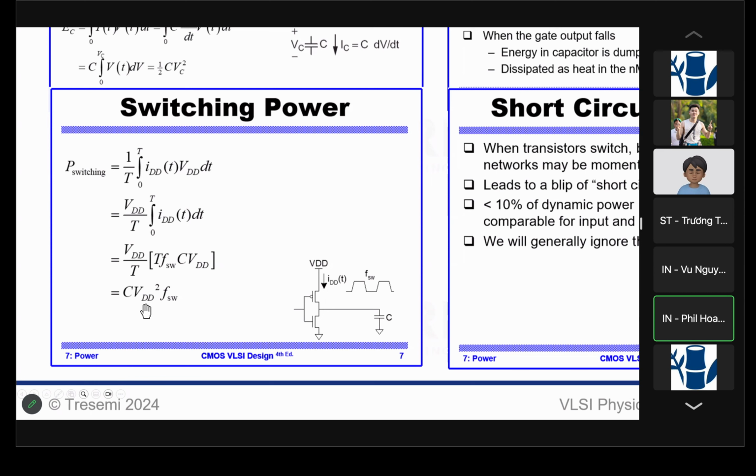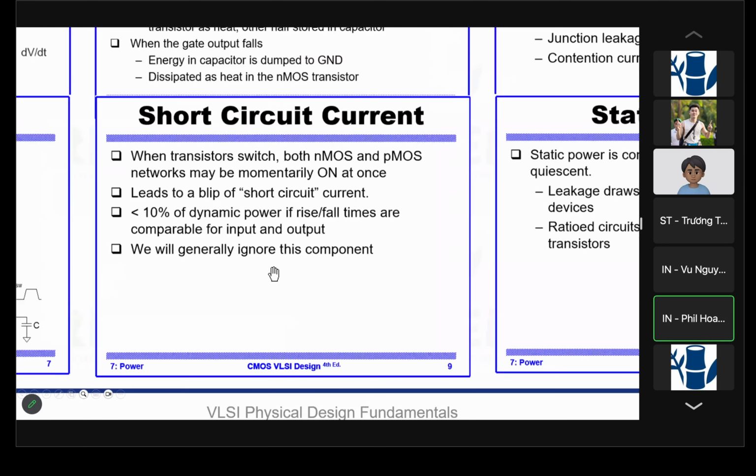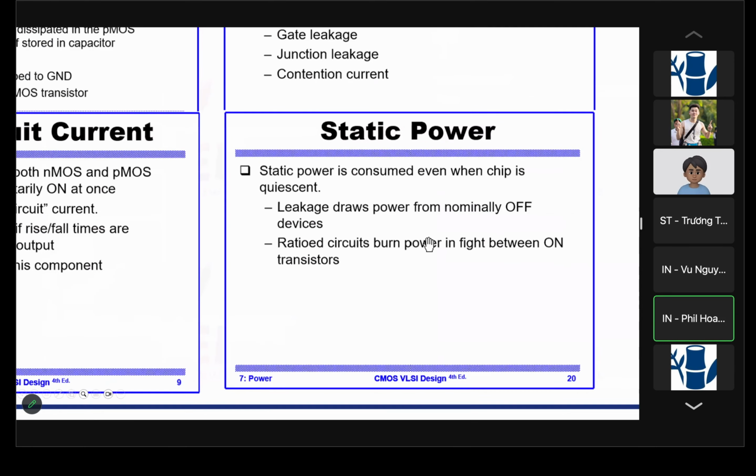And short circuit current: like I said, there's an inverter here. With a P and an N, when you have a slow rise and fall time, then in the time in between, short circuit current flows from N to P. Usually it's less than 10% of the dynamic power, and we don't pay attention to it. Sometimes sharpening the inputs will help with power, even though it will increase the other part of the dynamic power, but it's something we don't have to worry about now.